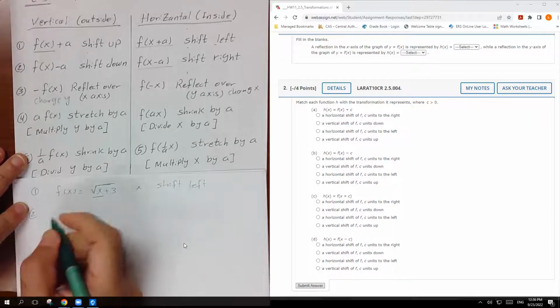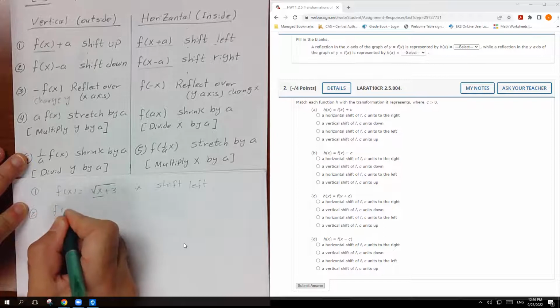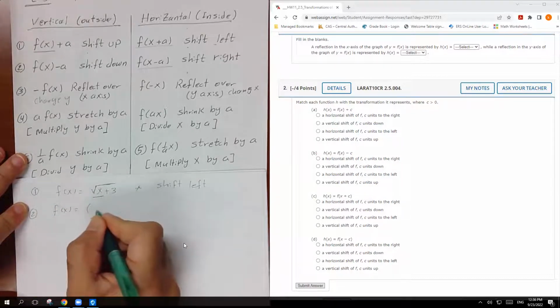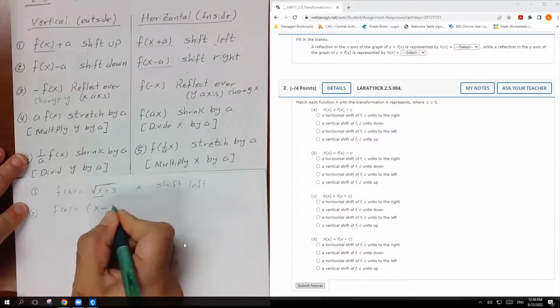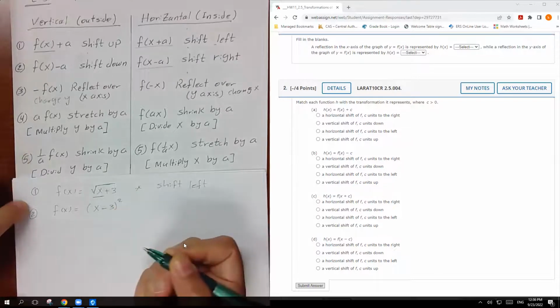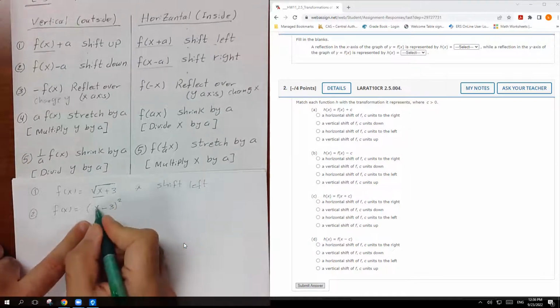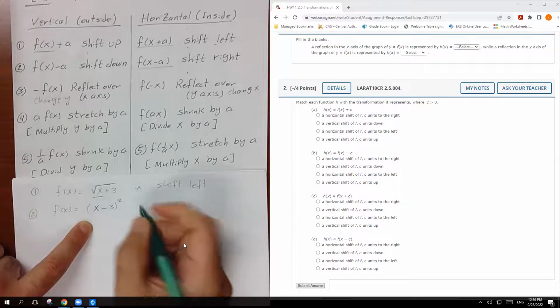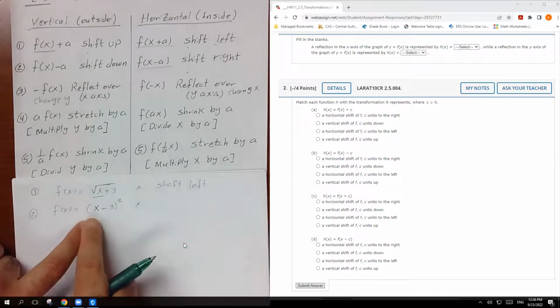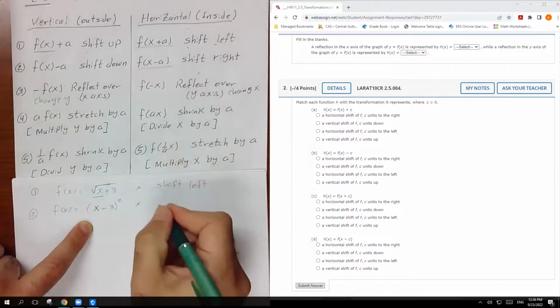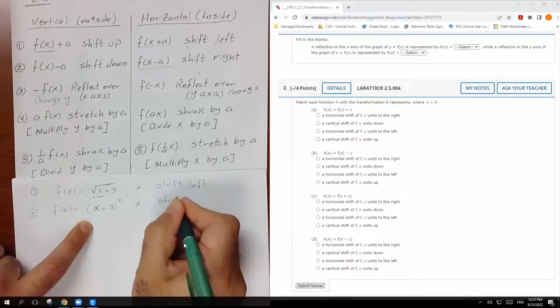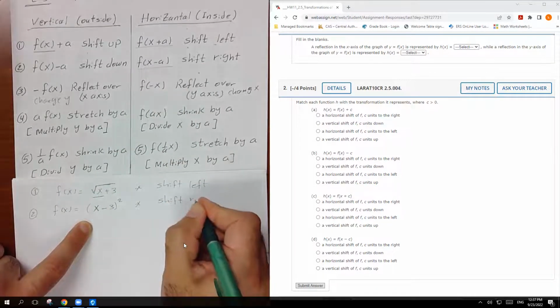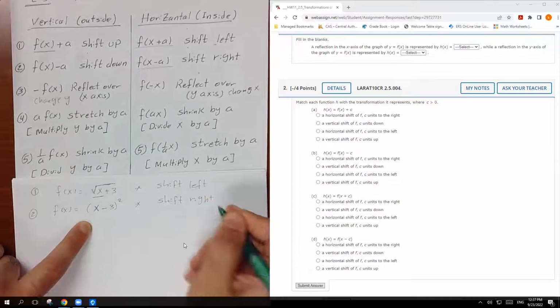Here's another one. If you have f of x equal x minus 3 squared. The basic function is x squared. This is the basic function x squared. That means the number inside, so it's going to be shift right, or shift to the right.